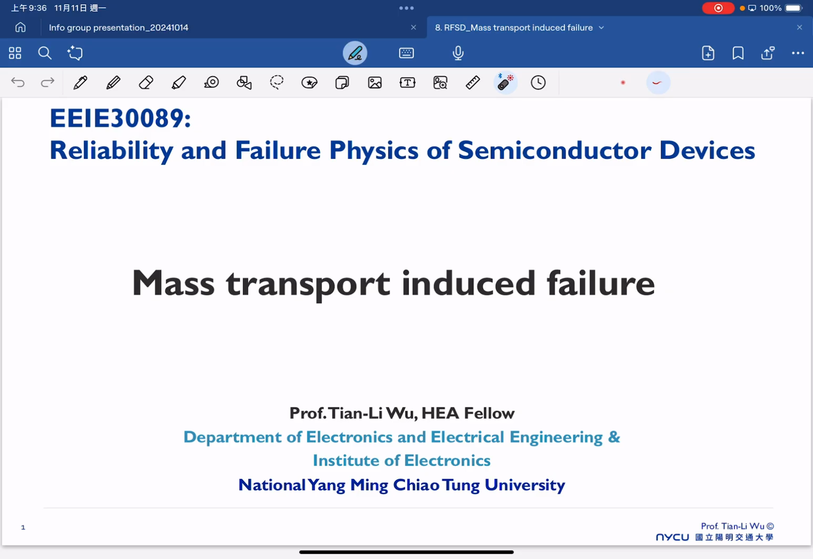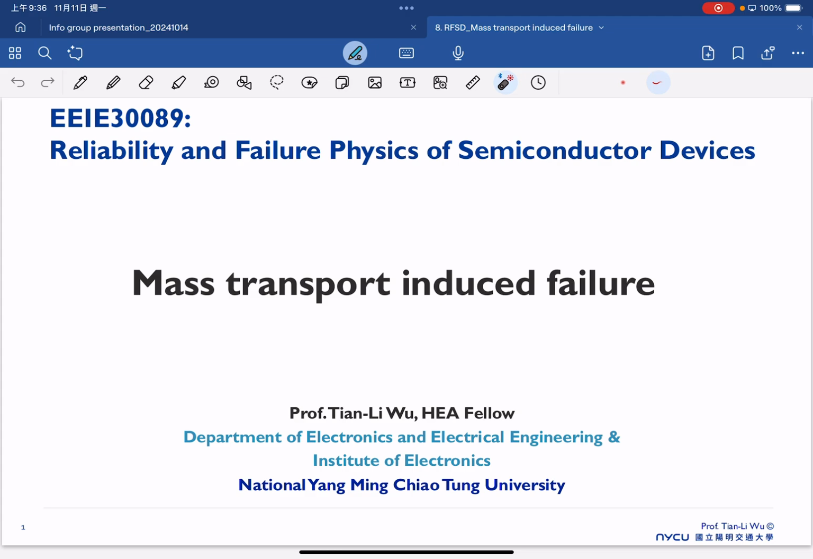Okay, good morning, everyone. So today we will start to move on to the next topic, and the topic is mass transport induced failures. In this reliability issue, we mainly discuss the issues that happen in the back end of line, especially related to the interconnection line.